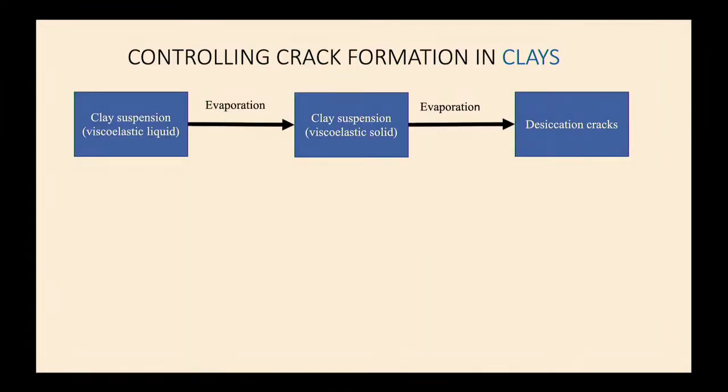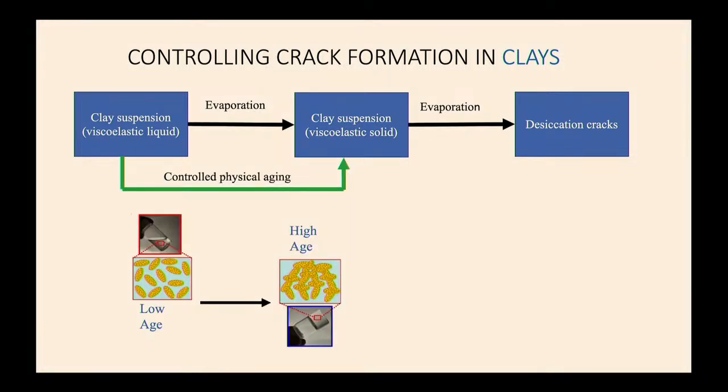So now let's see if we can control crack formation in these clays. Like I told you, when you just make a clay, it is a viscoelastic liquid. You let it evaporate, there is solvent loss, so obviously the concentration increases, you end up with a viscoelastic solid. You evaporate it a bit more and then it starts cracking. I'll show you a video in a little bit actually. And then there is another way in which you can go from a clay suspension being a viscoelastic liquid to a viscoelastic solid, and that is just by controlling the physical aging, which is what we do in this system.